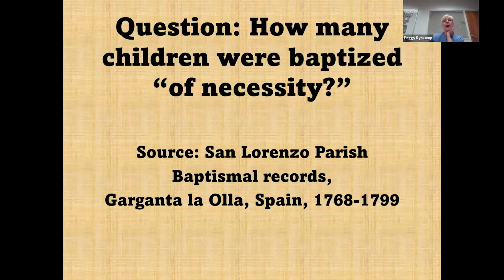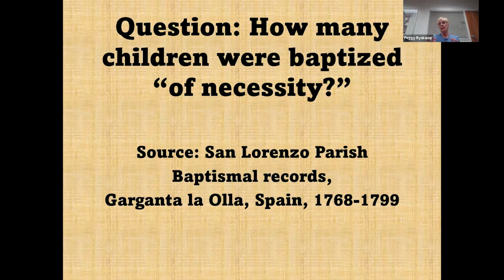I had the question of how many children were baptized of necessity. If the baby looked like it was going to be in danger of dying, they would baptize it at the time it was born if they thought the baby was not going to survive, because it was important that the baby was baptized before it passed away. And so that fact gives you an idea of what childbirth was like, what life was like at that time. And so I thought it would be an interesting statistic for this time period.